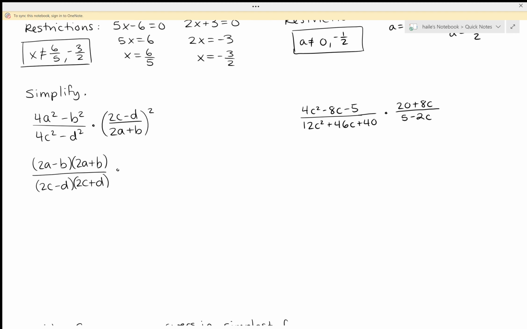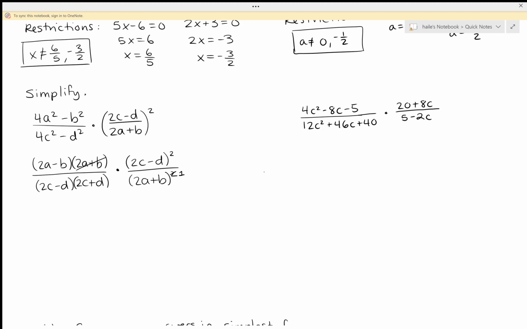Now the second fraction's a little trickier. If we're squaring a fraction, what that does is that squares both the top and the bottom. So this fraction we can rewrite as 2c minus d squared over 2a plus b squared. And now we need to see what we can cancel. So I see a factor of 2a plus b, and I have two factors of 2a plus b in the second fraction. So this is going to cancel and become a 1.